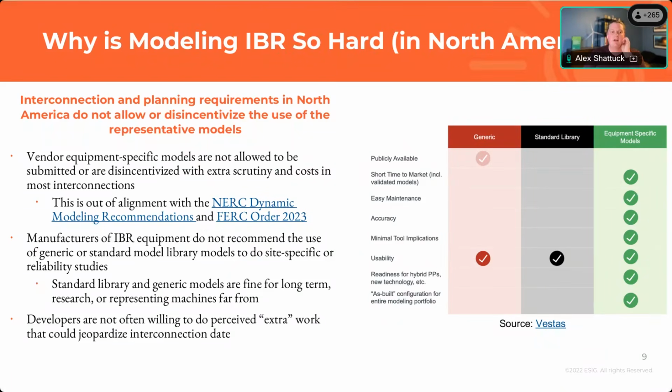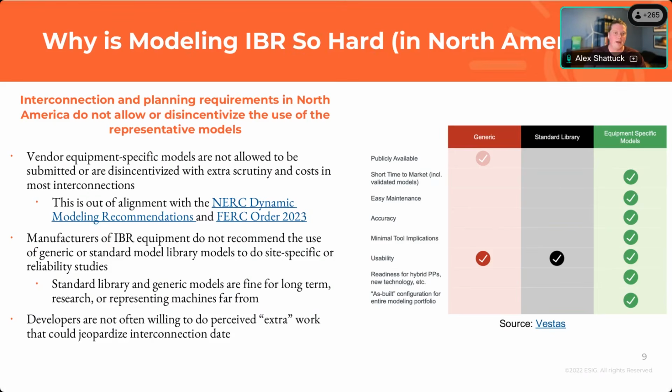Developers themselves who are going through these processes, managing these processes, often don't want to use equipment-specific models for a number of reasons, mostly all boiling down to they want to get it to the process as fast as possible. Equipment-specific models can be harder to work with. They can cause the interconnection engineers to have extra work. They also are very accurate, and they may show real-world problems that you might not want to fix before you interconnect, because it could be a long, timely fix that could reduce revenue long term for that facility.